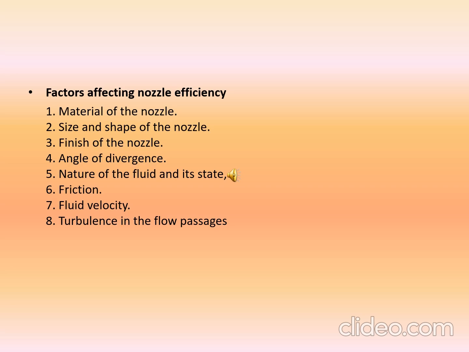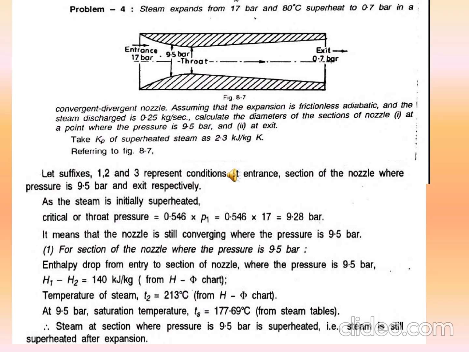Next question we'll discuss. The question is: steam expands from 17 bar and 80 degree centigrade superheat to 0.7 bar in a convergent divergent nozzle. Assuming that the expansion is frictionless adiabatic and the steam discharge is 0.25 kg per second, calculate the diameter of the section of the nozzle at the point where the pressure is 9.5 bar and at the exit. Take Cp of the superheated steam as 2.3 kilojoule per kg Kelvin. So this is the question given.